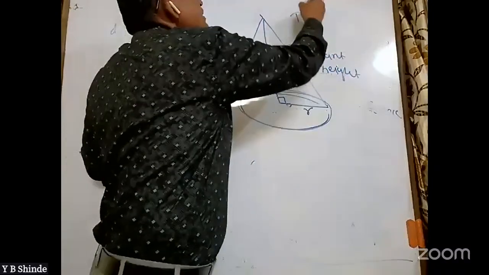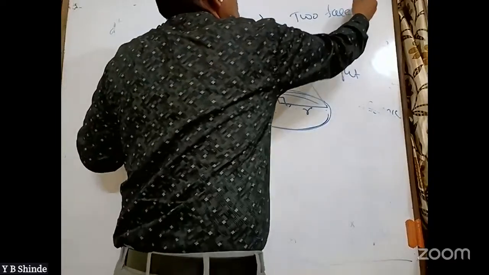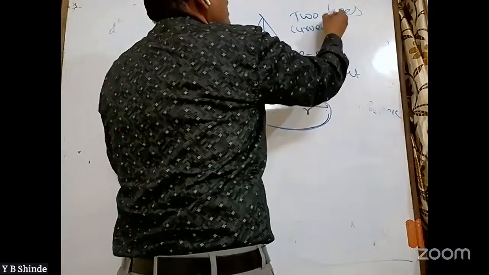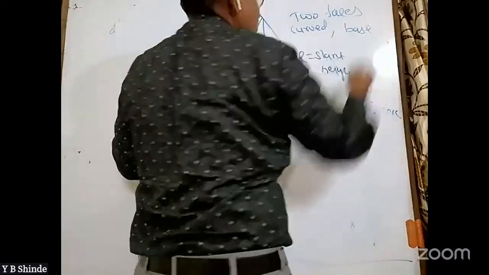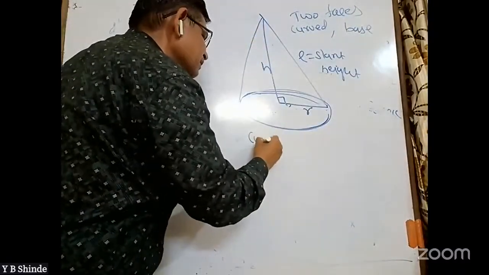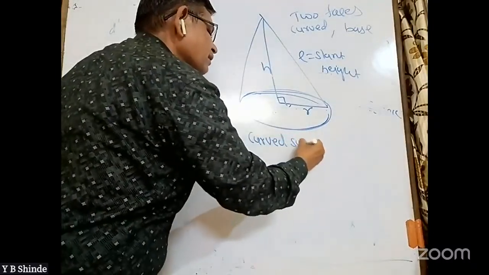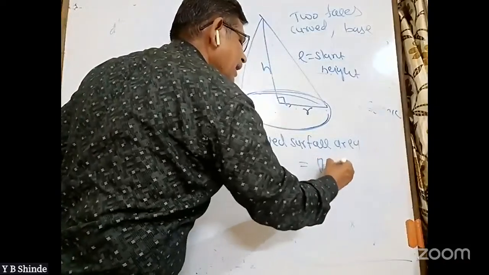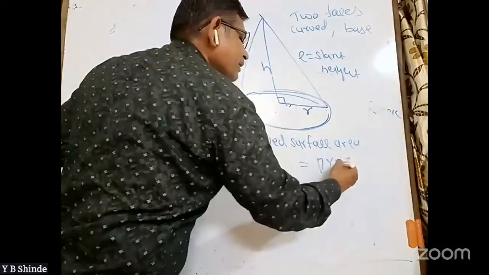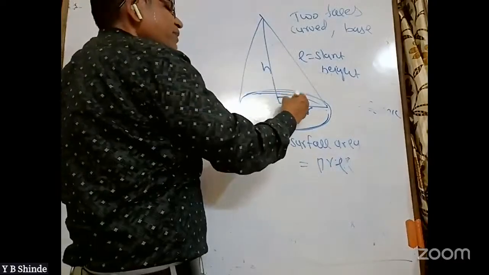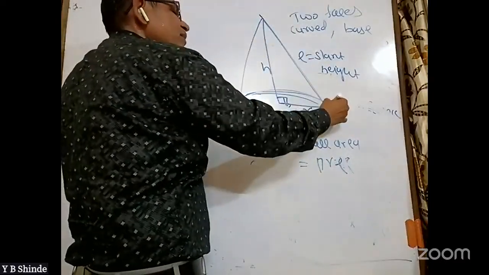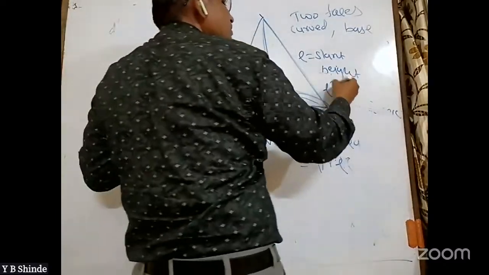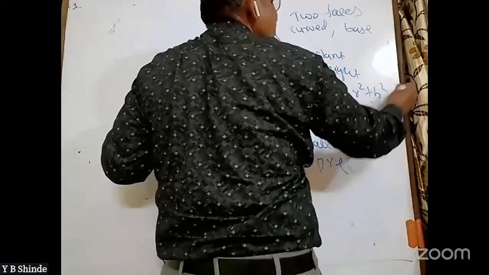It has two faces. What are these two faces? One is curved, and another is the base. So what is the curved surface area? The formula is pi r into L. What is L? L is the slant height. What is the relation between them? L becomes the hypotenuse of a right angle triangle having these two sides h and r. So L square will be r square plus h square.